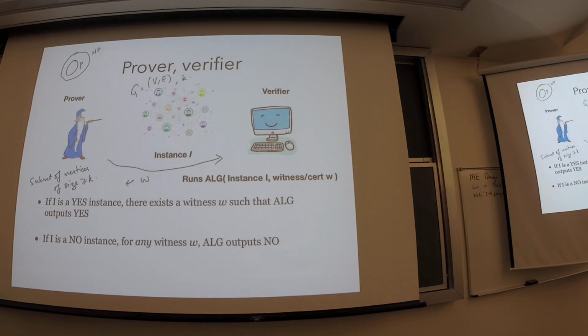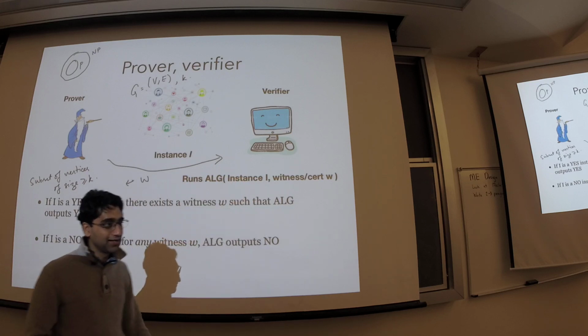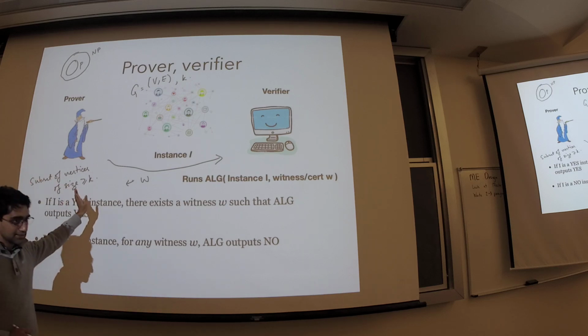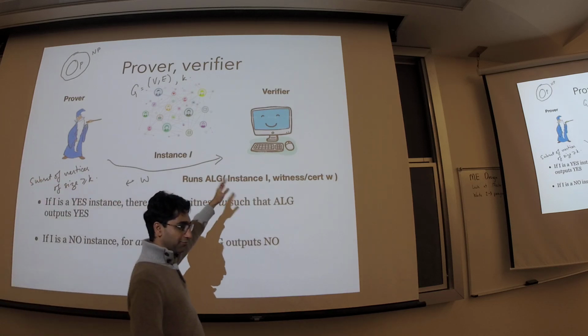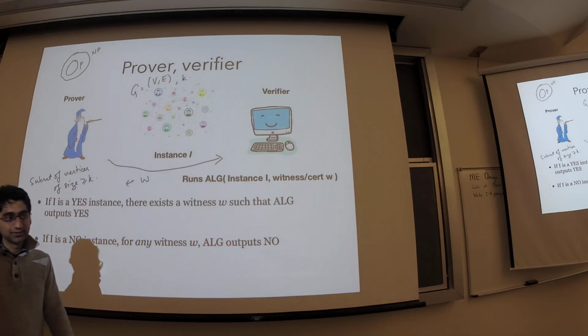Okay, so let's forget about optimization for now. It is a decision problem. Now the prover's sole goal is to make the verifier say yes. And what the definition of NP basically says is that if the instance is actually a yes instance, then they can provide a witness such that the output will be yes. Otherwise, there is no way you can make it.